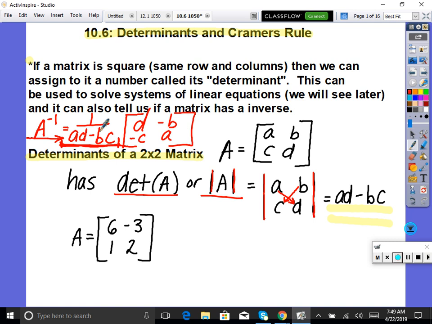Alright, so if I said to you, find the determinant of this, you would do 6 times 2, which is 12, minus 3 times negative 1, so minus negative 3. So that would be 12 plus 3, which is 15. Your determinant is 15. So this 2 by 2 does have a determinant, therefore it does have an inverse. If your determinant is 0, see how in our inverse formula that would be divide by 0? So then you can't find an inverse.